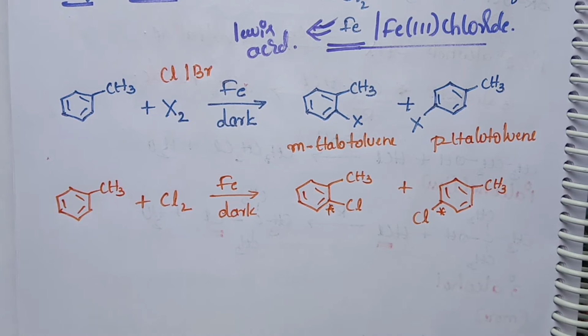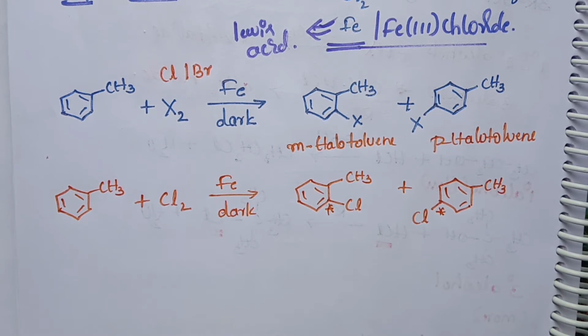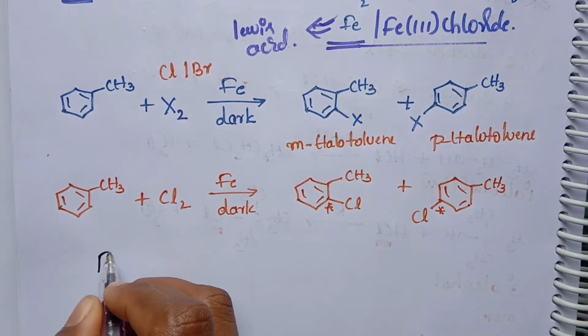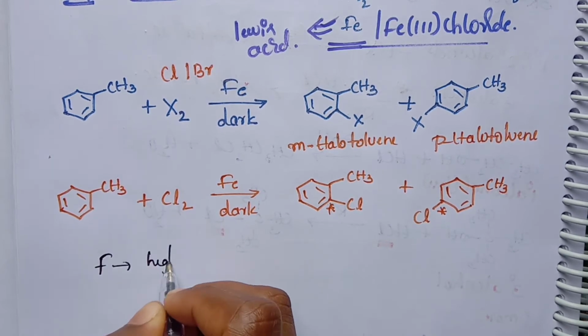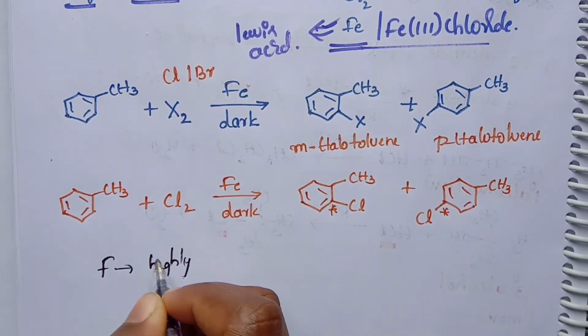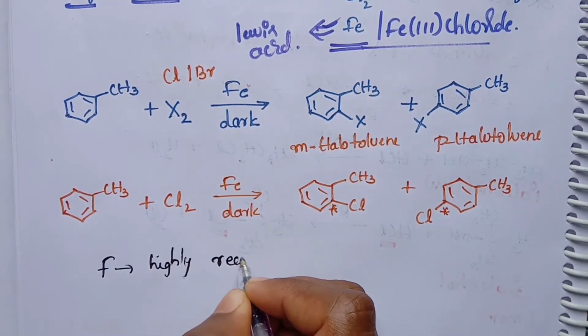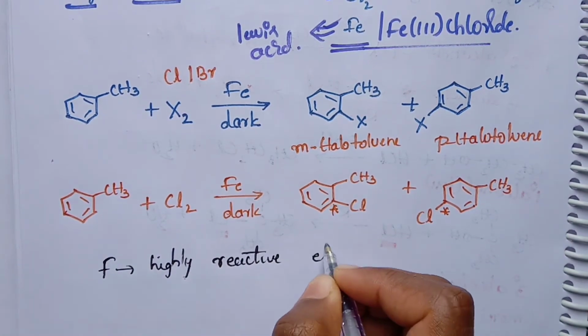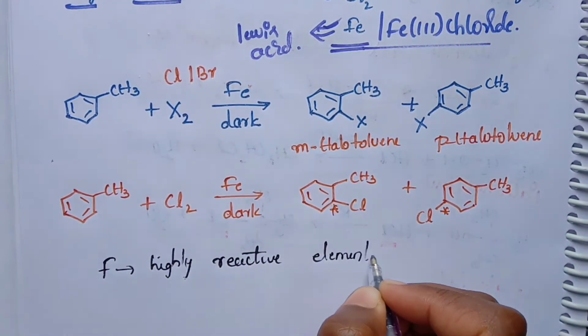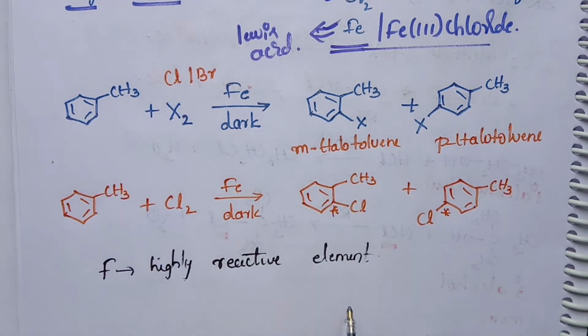Next we move on to the Sandmeyer's reaction, but here we will observe that fluoro compounds are not prepared by this method due to the high reactivity of fluorine. Fluorine is a highly reactive element, so fluorine compounds are not prepared through this method.